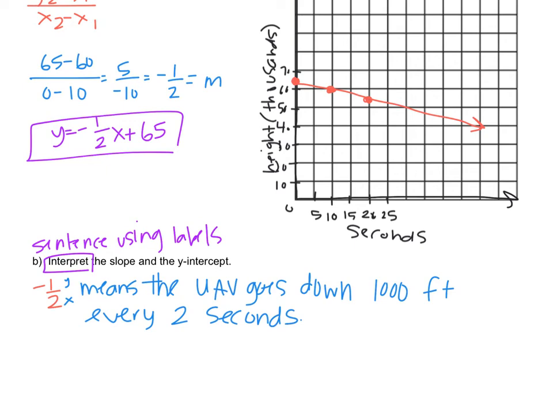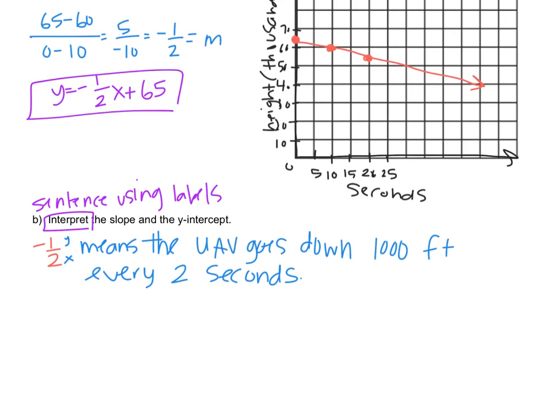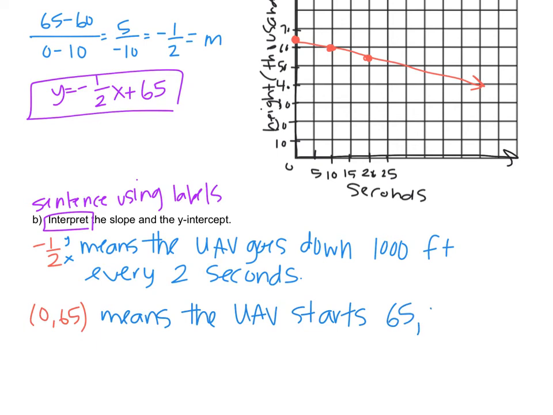And now the intercept, that's my starting value. It starts at 0, 65. So I'll write 0, 65. That means the UAV starts 65,000 feet in the air.